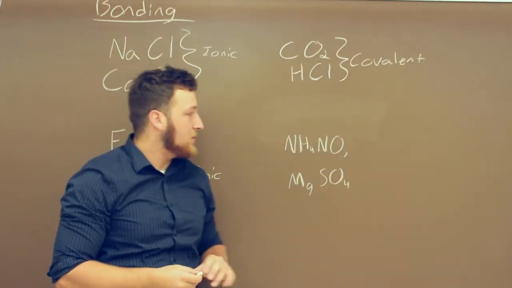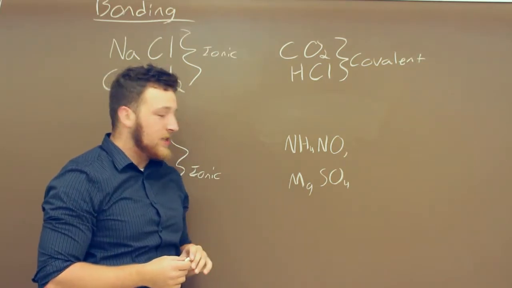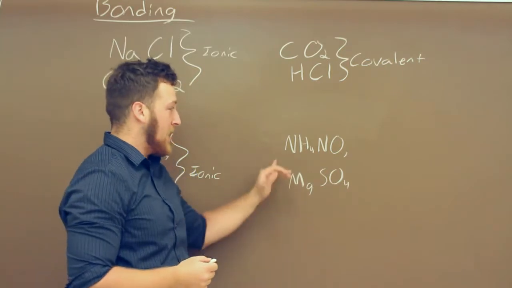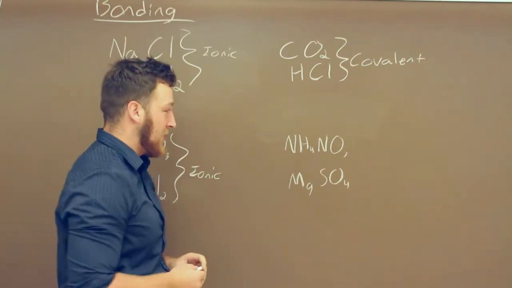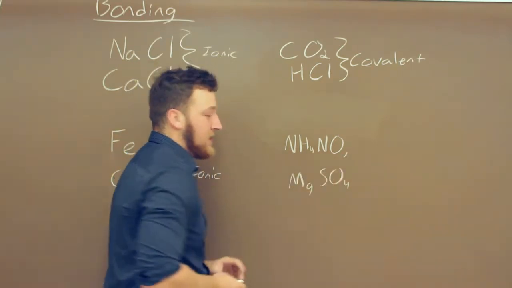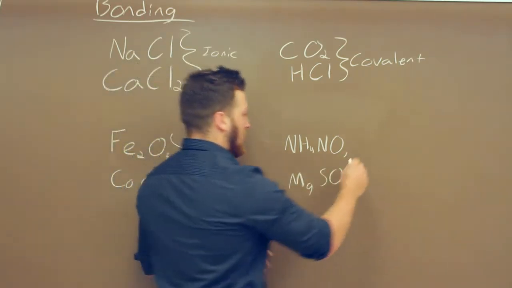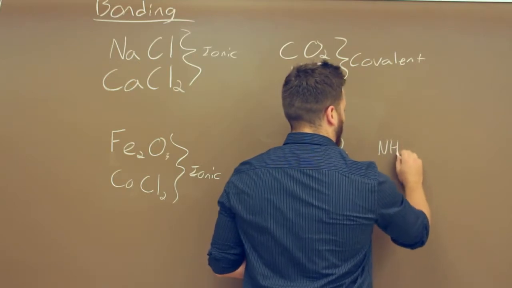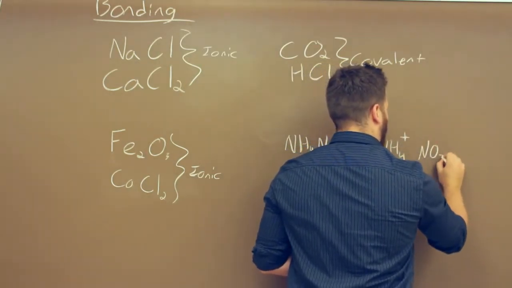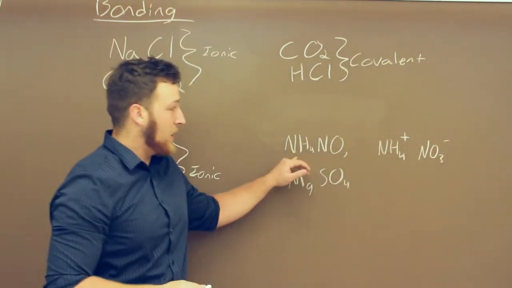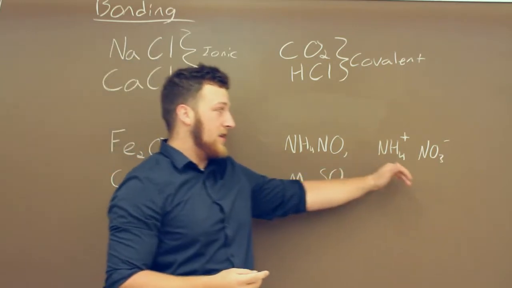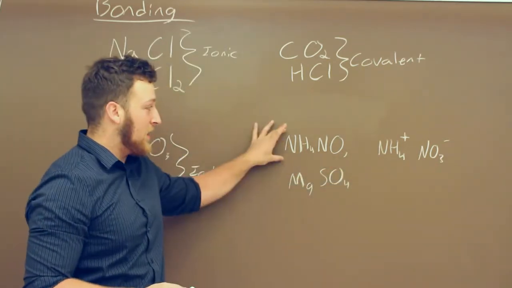In our last example, we have ammonium nitrate and magnesium sulfate. At first glance, this one may look like we have a bunch of nonmetals, and it's because there are. However, what you need to do is identify the two polyatomic ions that are in the compound. So another way to look at this is NH4 plus and NO3 minus. When we look at it this way, we can see that there is a cation and an anion, making this bond ionic.